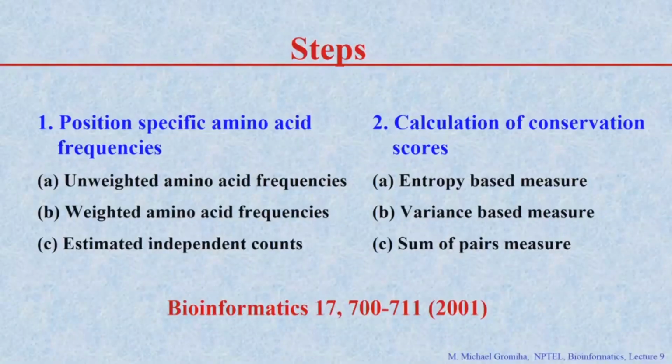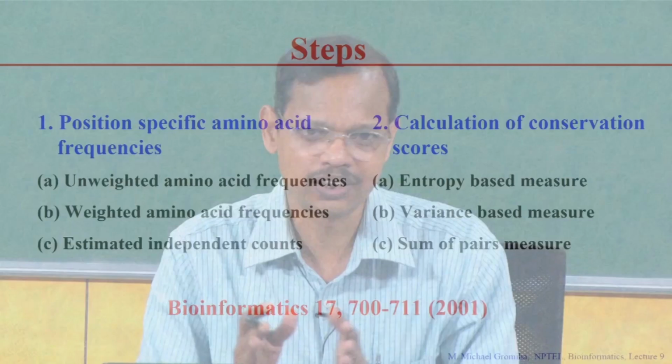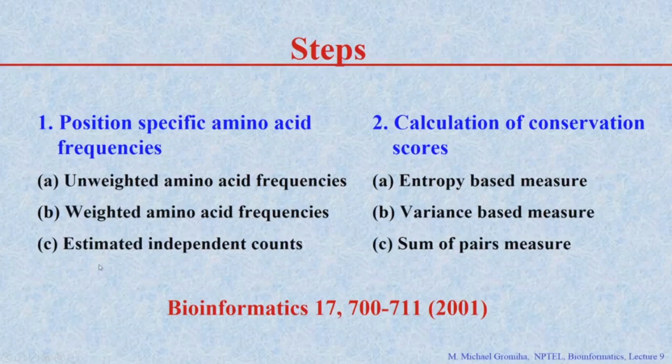This involves 2 different steps. First step, we need to get the amino acid frequencies: at each position, how far each amino acid residue is preferred at a particular position. Then the second part, we convert these frequencies into scores. There are various ways to get the frequencies as well as to get the score. I listed 3 different ways to get the frequencies. One is unweighted amino acid frequencies. Here we do not give any weightage, all amino acids are treated the same, all sequences are treated the same.